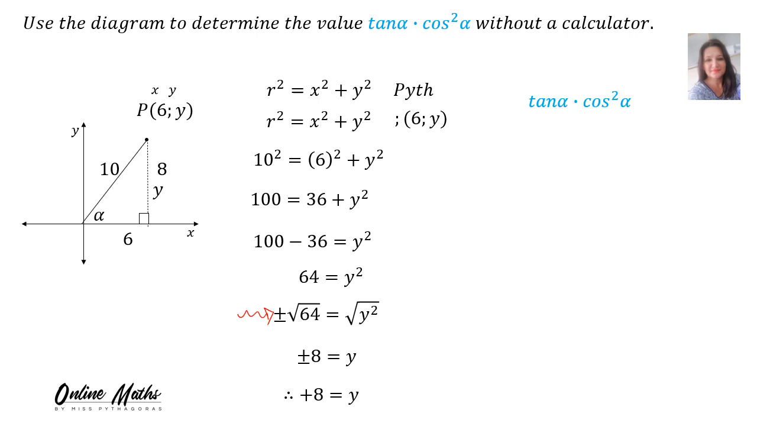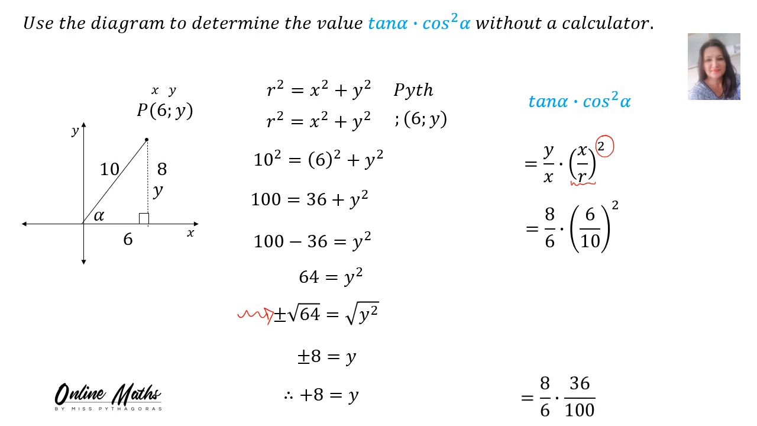Tan alpha times cos squared alpha. Tan's ratio is y over x, times cos's ratio, x over r, squared. And can you see I put a big bracket around this x over r since it's squared. Now I substitute. Y is 8 over x is 6, times x is 6 over 10 in a big bracket squared. Then I say 6 squared is 36 over 10 squared is 100.